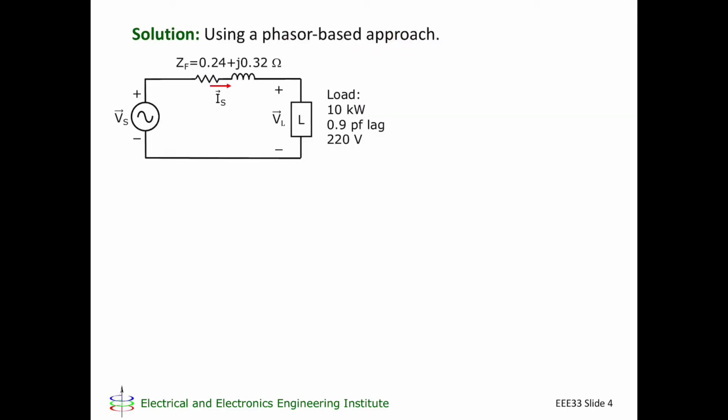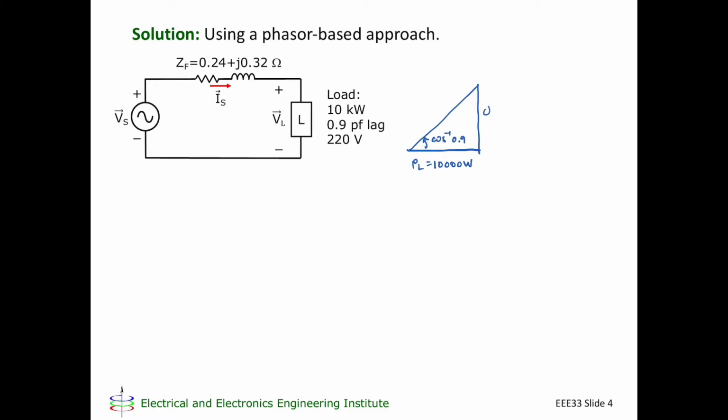Okay, the first solution, I'm going to show you two solutions to this problem. The first solution is a phasor-based approach. First of all, let me complete the information I need to know about my load. So this is my load triangle. PL is equal to 10,000 watts. This angle is the arc cosine of 0.9.